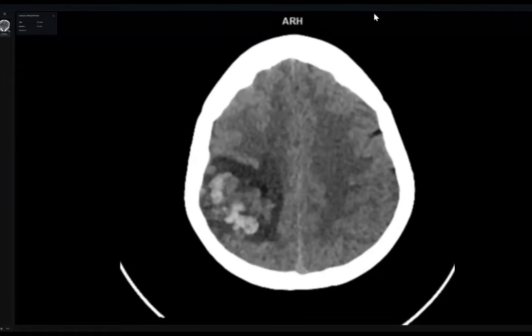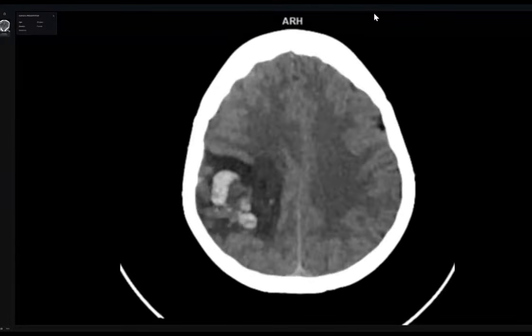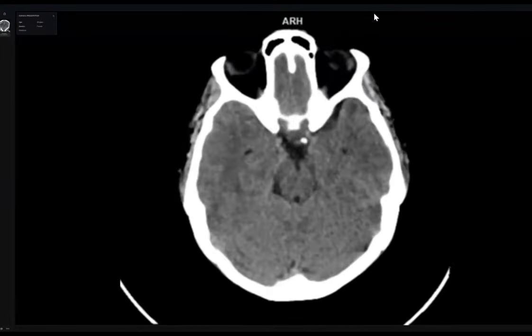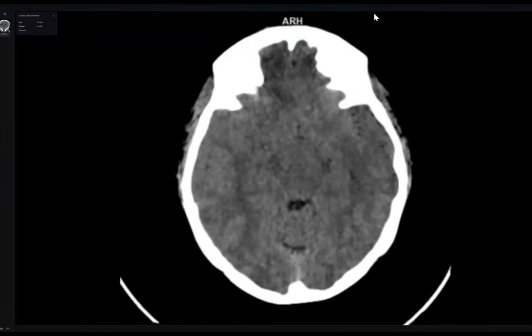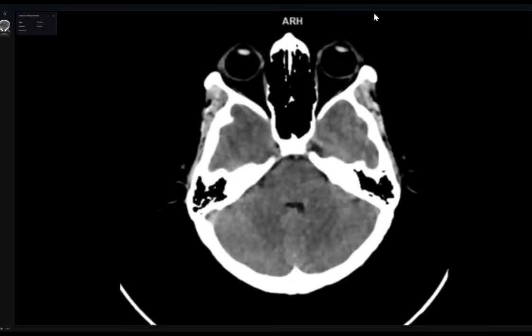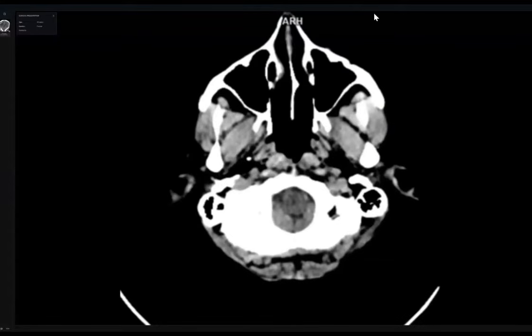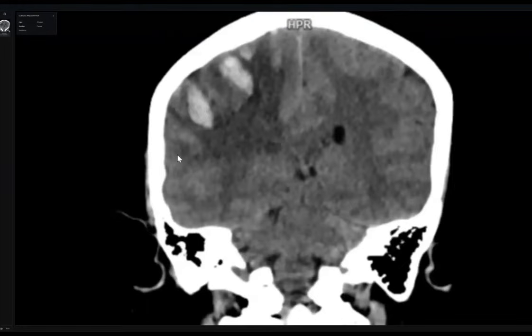I would like to scroll further down to assess any ventricular dilatation. There is no hydrocephalus. There is minimal crowding of the foramen magnum, indicating an element of increased intracranial pressure. So this is an emergency. I would like to inform the referring physician and do further imaging to exclude an underlying mass lesion.